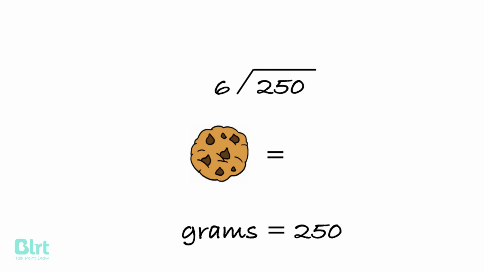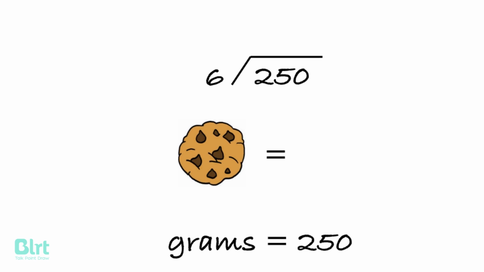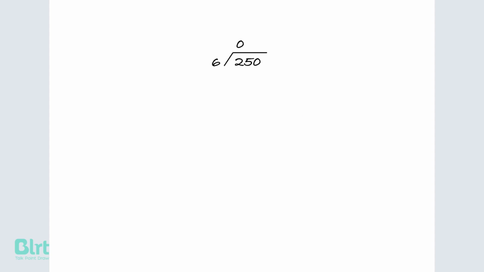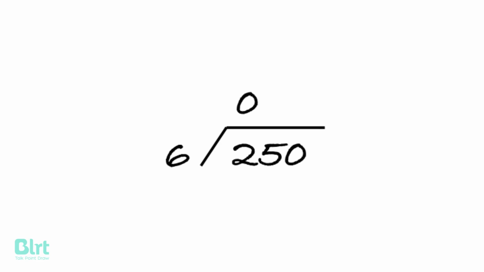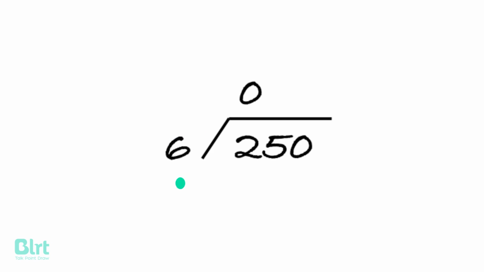Now in our example, what we're going to do is work out the weight of a cookie if there are 6 cookies in a 250 gram pack. Now what we're going to do is divide the first digit. In our example, you'd want to work out how many times 6 goes into 2. Since 6 is larger than 2, the answer is 0. We'll write that up here.